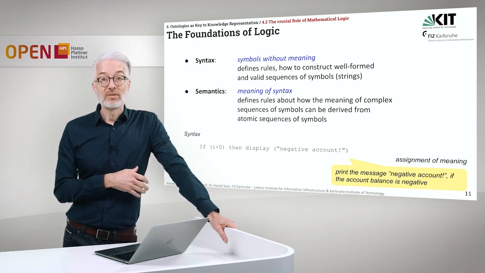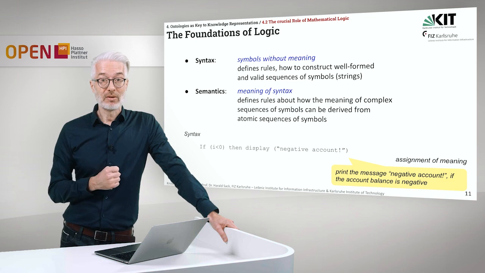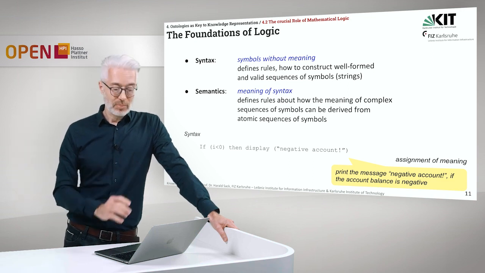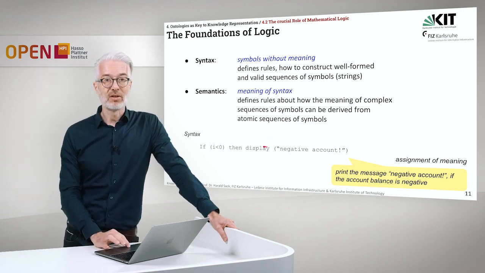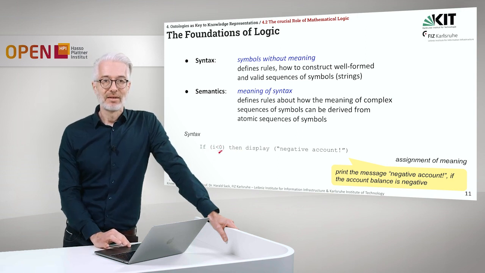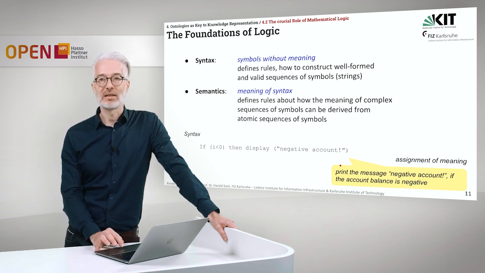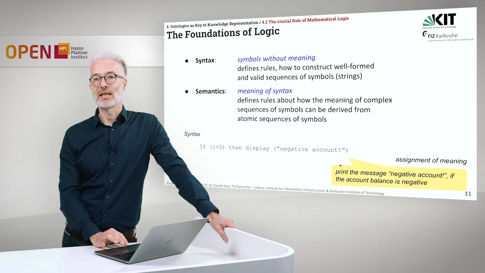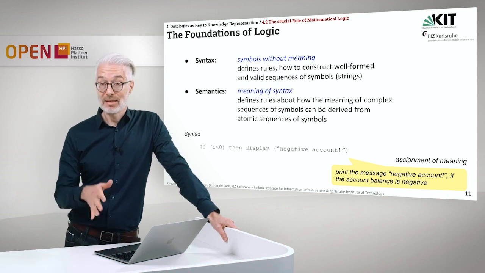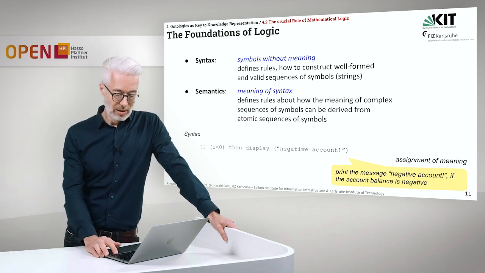However, there are different forms of semantics, and we will be looking at that. So if you have a piece of program code, as we have here, if i is less than zero, then display "negative account". The assignment of meaning would be: what does this statement mean? Print the message "negative account" if the account balance is negative. Quite clear. So this is the meaning that we want to impose here.